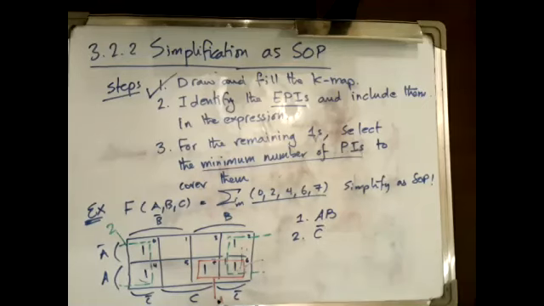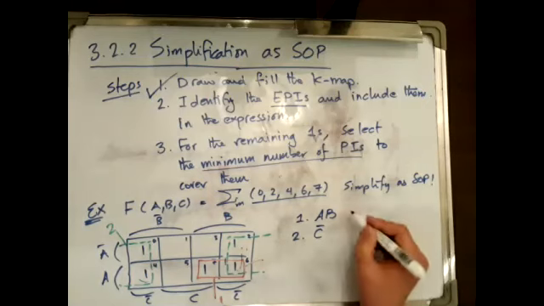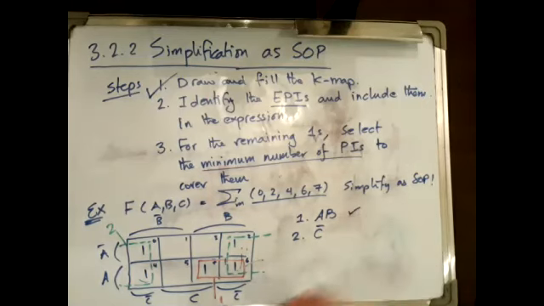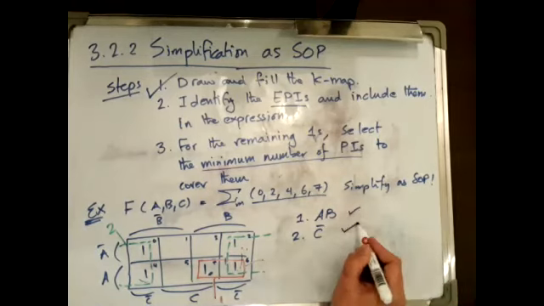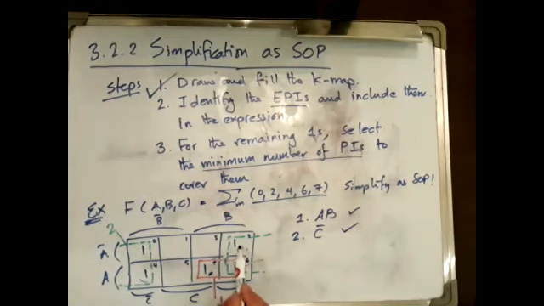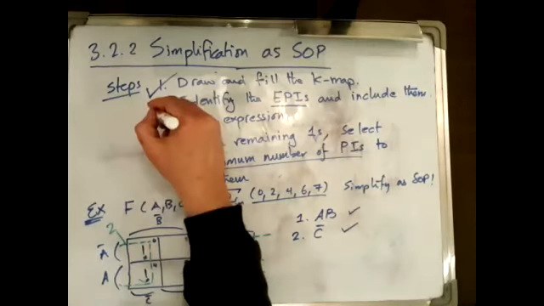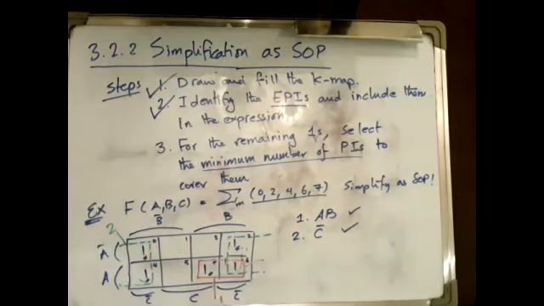Which of this is essential? Of course, AB is essential because it contains this one that is only covered by this prime implicant. And the other one is also essential because it contains this one, and this one, which are not included in any other prime implicant. So this is the second step, which is identify all essential prime implicants and include them in the logic expression. So we'll start writing the expression. It will be AB or C bar.